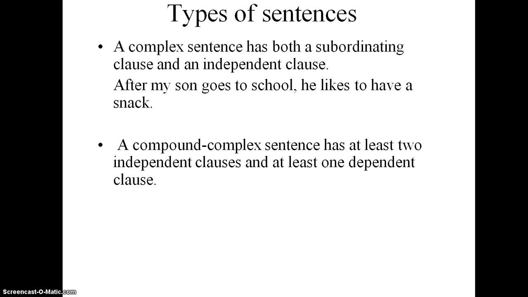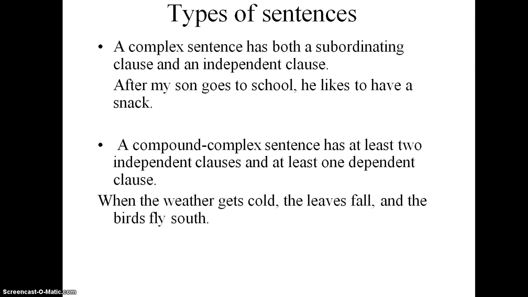A compound complex sentence has at least two independent clauses and at least one dependent clause. Now this is where it gets a little tricky. When the weather gets cold, that's a dependent clause. When is the subordinating conjunction and is making that particular sentence dependent to the two independent clauses that follow. The leaves fall, comma, and the birds fly south. The leaves fall is one independent clause. The birds fly south is another independent clause, and they're being connected together with the coordinating conjunction and.